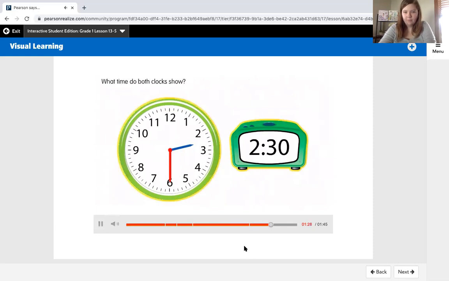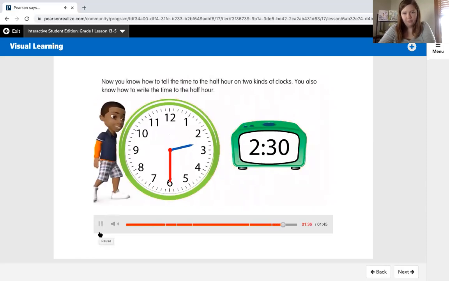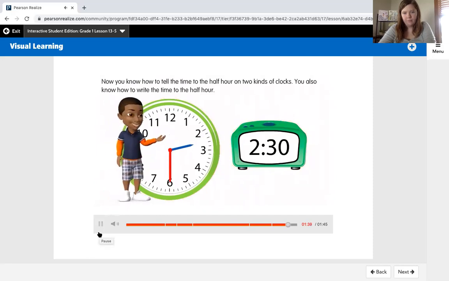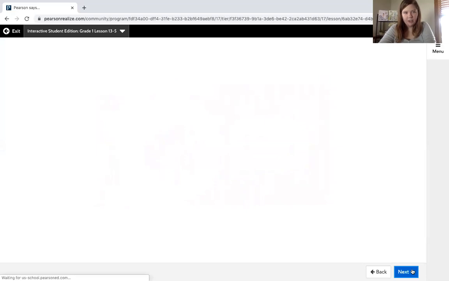What time do both clocks show? So if we read our analog clock, our hour hand is between our 2 and our 3. It's not to the 3 yet, so we're going to say it's 2:30 because we know our 6 means 30 or half past. So it's half past 2, or 2:30. Now you know how to tell the time to the half hour on 2 kinds of clocks. You also know how to write the time to the half hour. All right, let's get started on some of those practice problems.